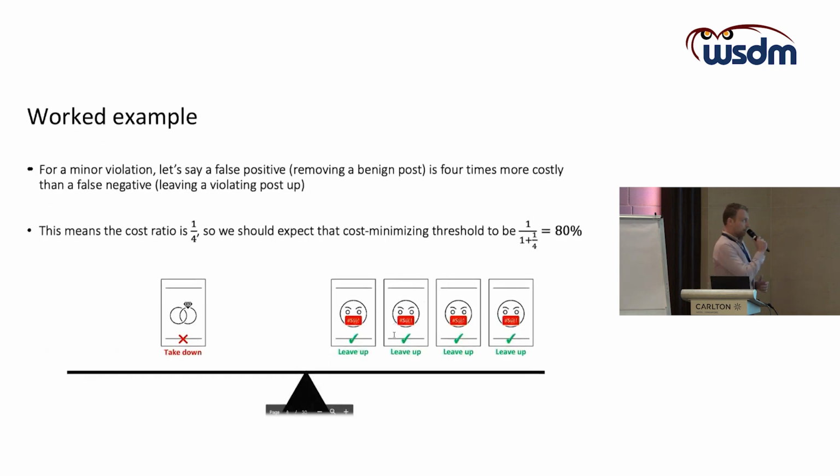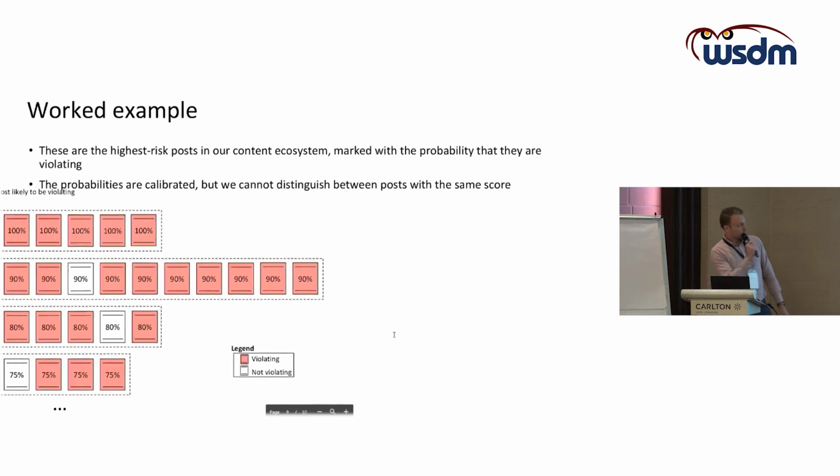To show this in a worked example, let's say we've got some sort of minor violation. We've decided that a false positive is 4 times more costly than a false negative. This means that the cost ratio is 1/4, so we should expect the cost minimizing threshold to occur at 80% when we plug it into the formula that we saw on the previous slide. Some of this has got a bit messed up, but you can still see.